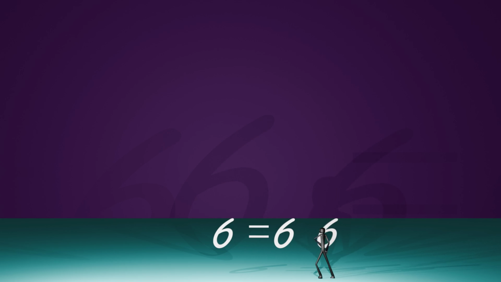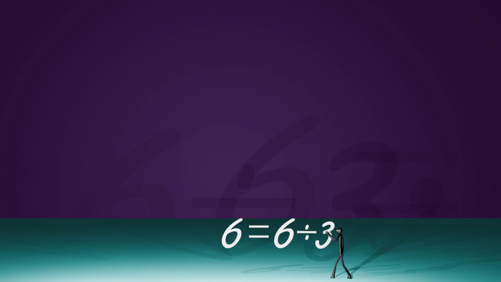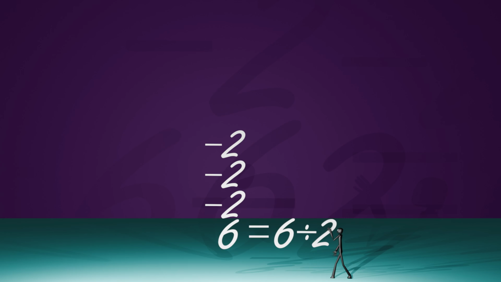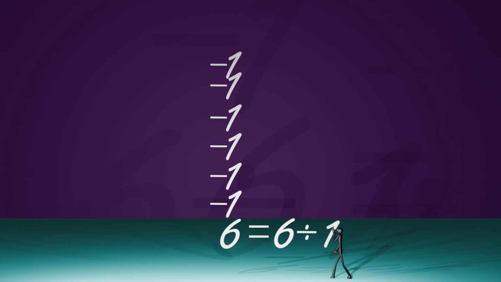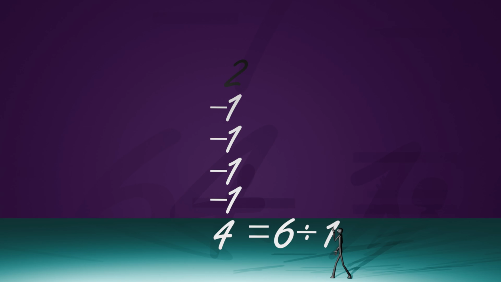If 6 is divided by 6, it means subtract 6 once from 6. If 6 is divided by 3, subtract 3 twice from 6 so that 6 becomes 0. That is, the remainder becomes 0. If 6 is divided by 2, subtract 2 three times and we get remainder 0 and quotient 3. If 6 is divided by 1, subtract 1 six times.